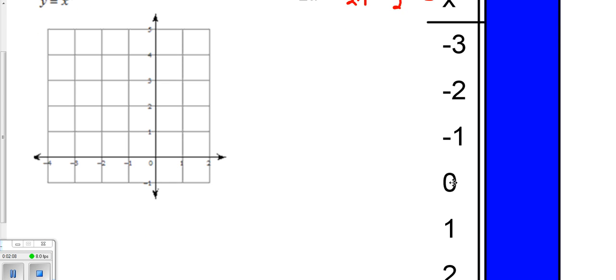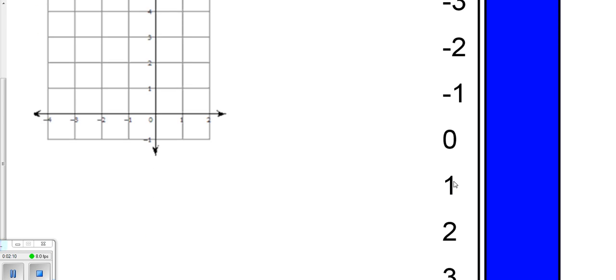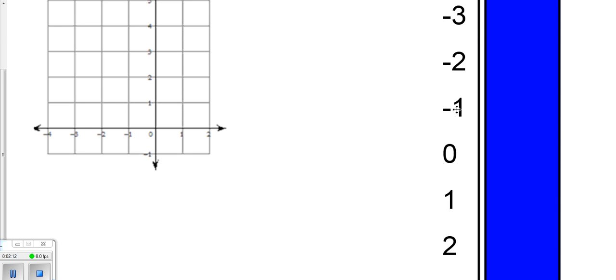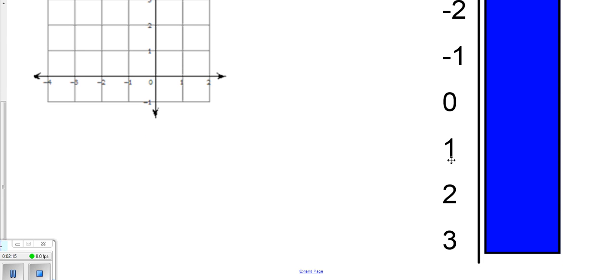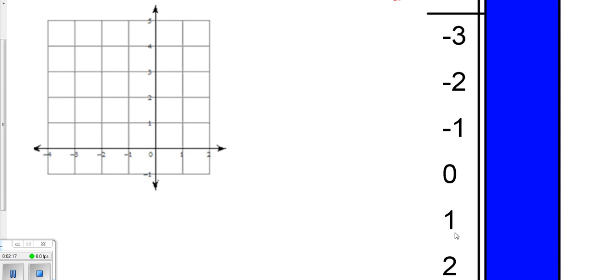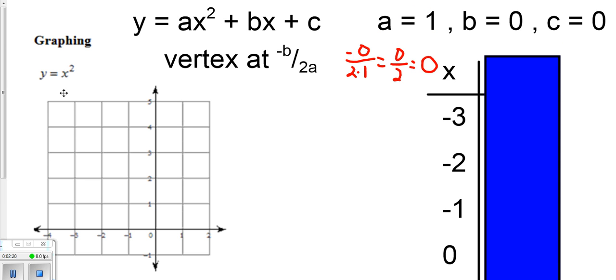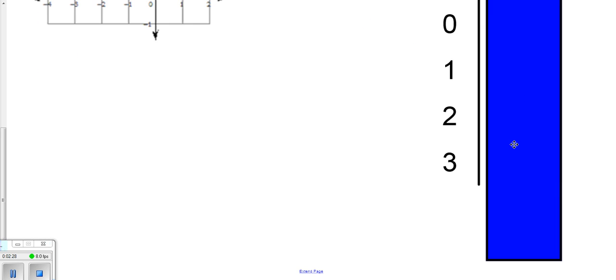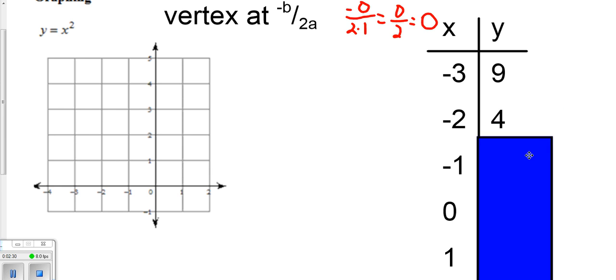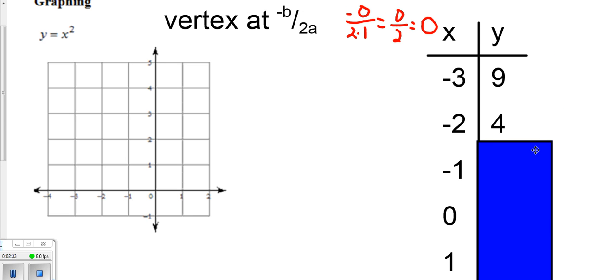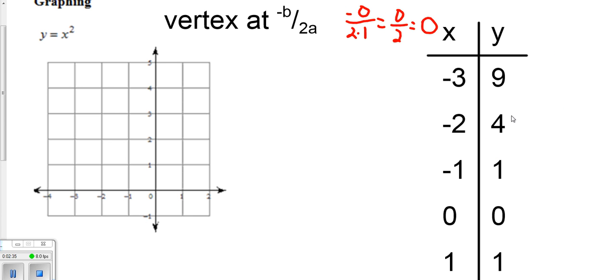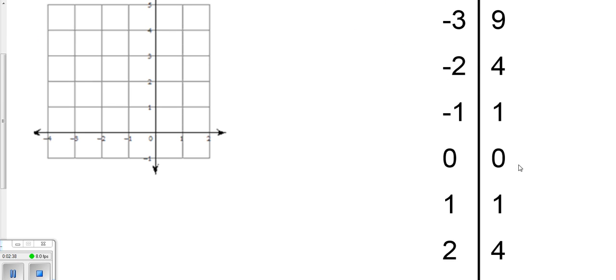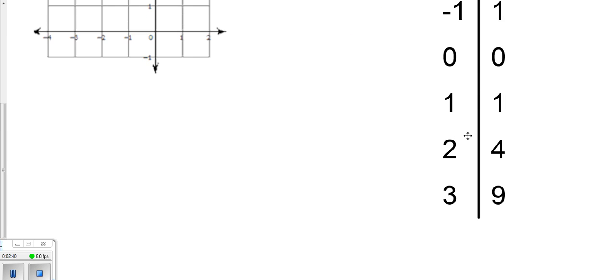So for x values, I put our middle at 0, and then we just do some numbers around it. So going downwards, negative 1, negative 2, negative 3. Going upwards, 1, 2, and 3. Now we just take those values and we plug them into our equation. Take x, square it, and that's y. So negative 3 squared becomes 9. Negative 2 squared becomes 4. Negative 1 squared is 1. 0 squared is 0. 1 squared is 1. 2 squared is 4. 3 squared is 9.